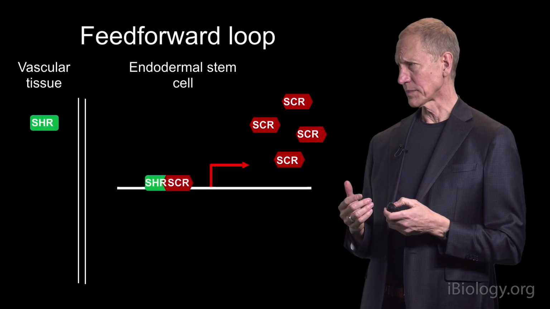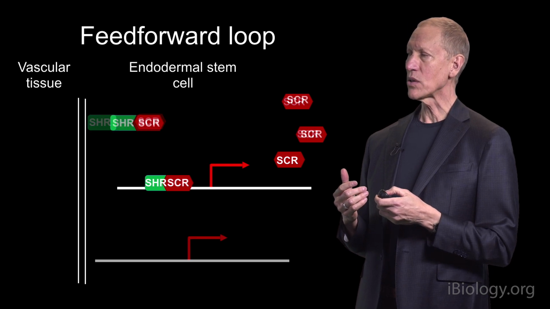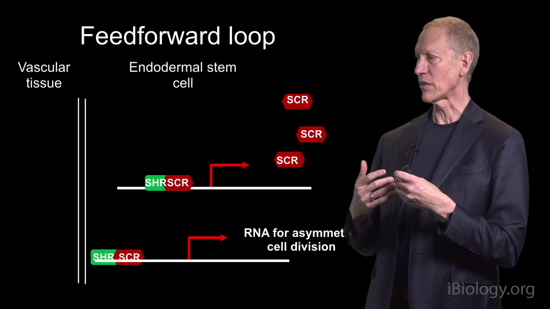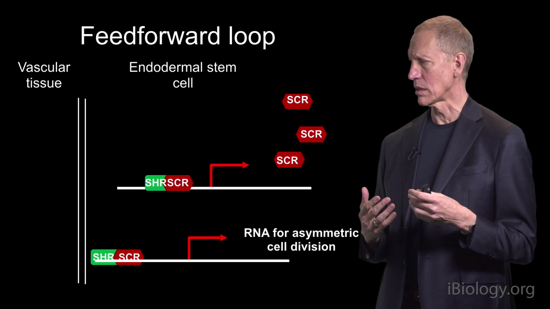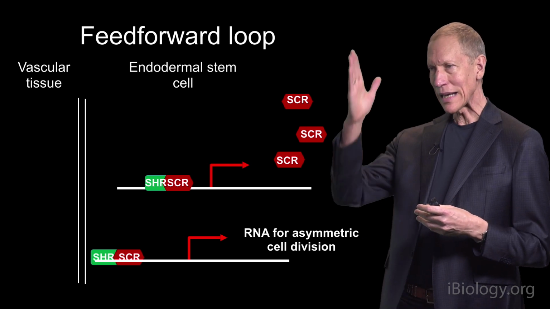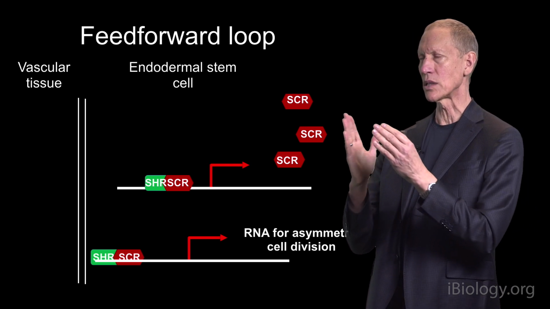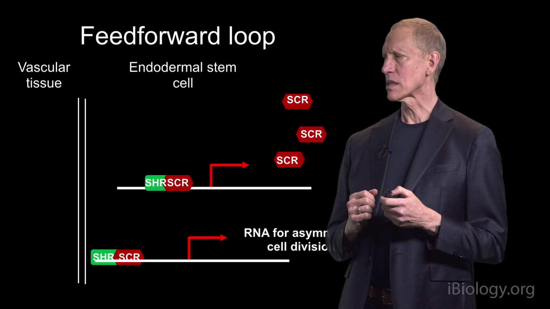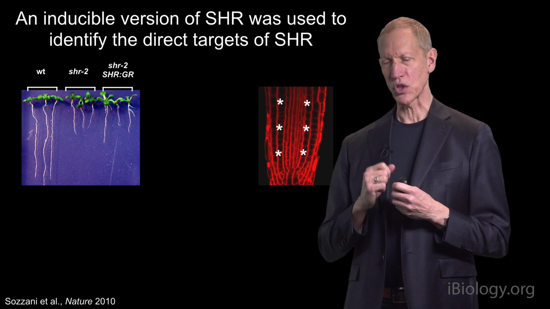We also discovered that Short Root can bind with Scarecrow to other genes, not just the Scarecrow gene, but the promoters of other genes. And we hypothesized that among those other genes, we could hopefully find genes involved in getting that second asymmetric division to occur, the division that separates endodermis from cortex. To try to find those genes, we used an inducible form of Short Root.